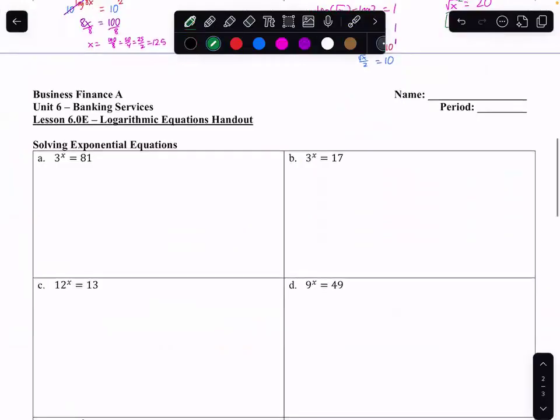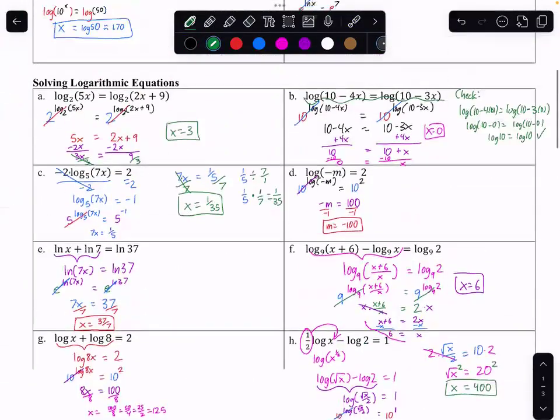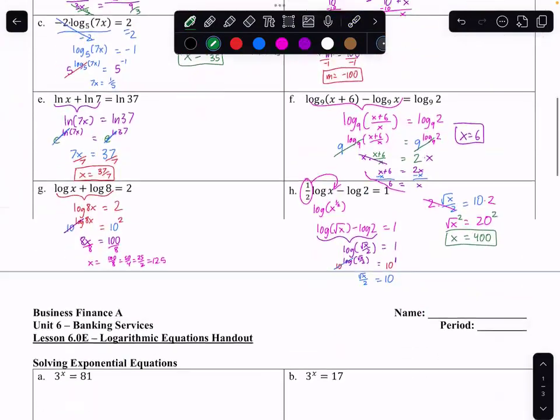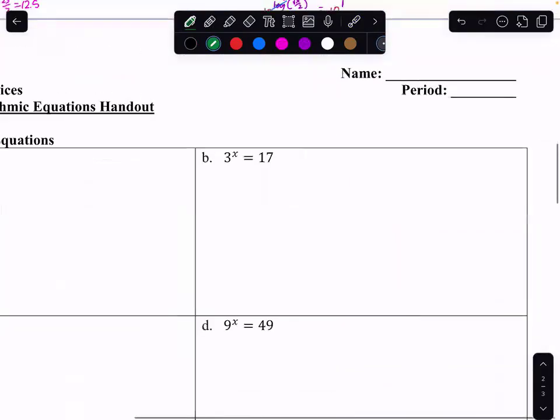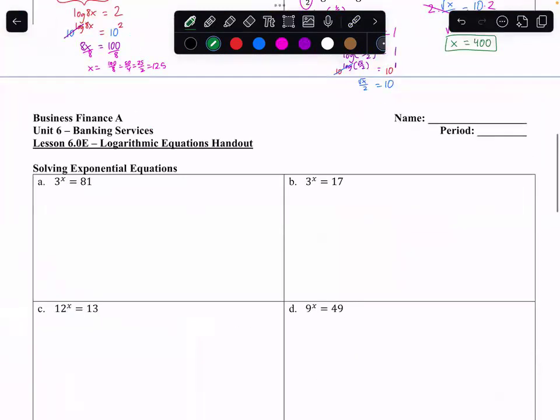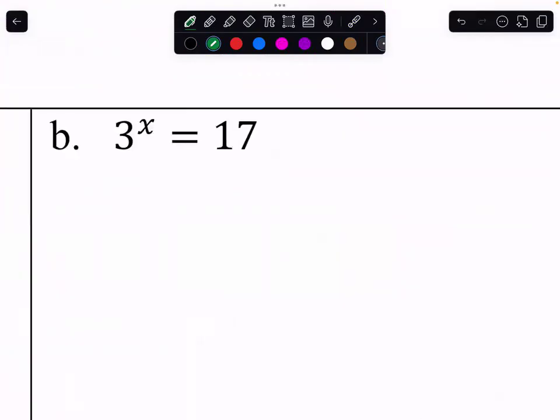Okay, so on the back page is some mixed practice. Well, these are exponential equations. Sorry, I should take that back. Let me do a couple of these and then I'll give you time to practice. Okay, let's jump over to letter B. 3 to the power of x equals 17.